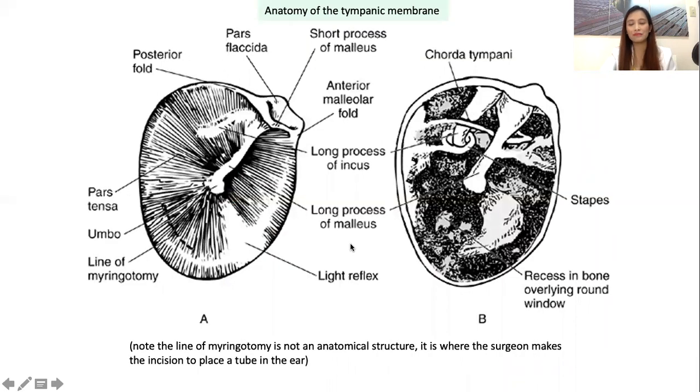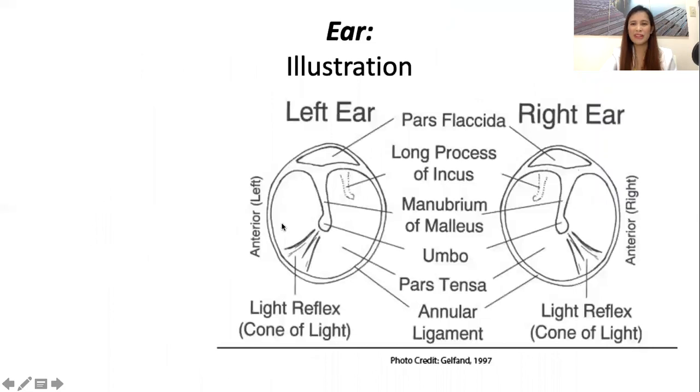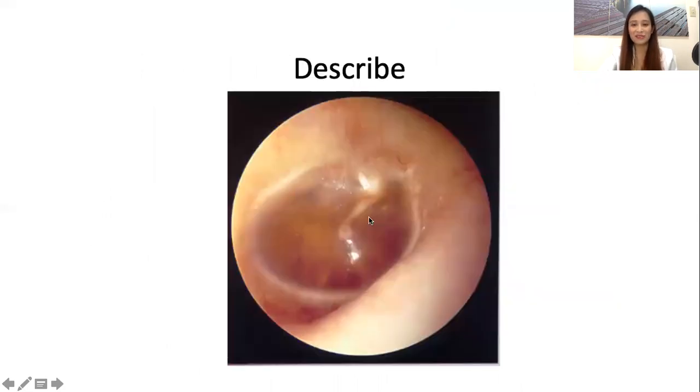So again, you will be able to see the malleus, the short process, and the handle, and the umbo. The umbo is anchored to the eardrum. And this is your pars tensa, and you will see the cone of light over in this area. We already did the illustration earlier, so I'll not repeat it again. So look at this eardrum, what do you see? Is it normal?